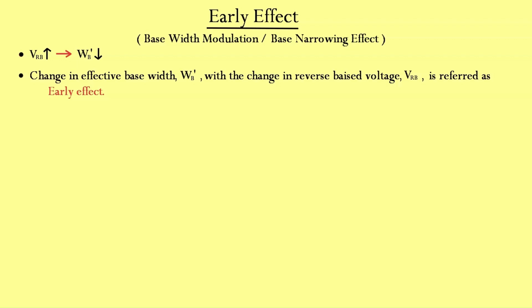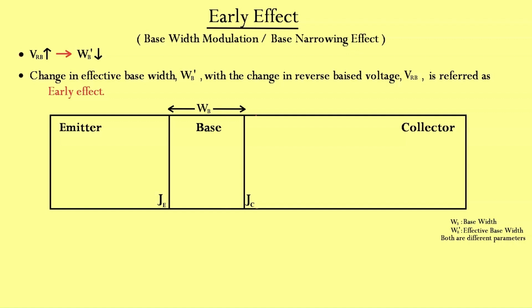It should be clear by now that when the reverse bias voltage across the collector junction increases, the effective base width decreases. This phenomenon is referred to as base width modulation, base narrowing effect, as well as early effect. This is actually an undesirable effect. Consider a BJT and focus particularly on the collector junction and effective base width.